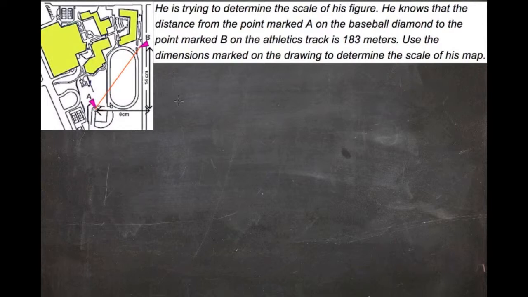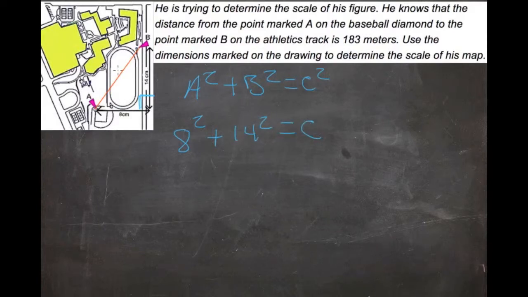We're going to use the Pythagorean theorem for that. The Pythagorean theorem says that a squared plus b squared equals c squared, and a and b are the two shorter sides of a triangle that has a 90-degree angle in it. So we're going to take a, which is 8, and square it, and add it to b, 14, and square that, and that'll give us c, this line here, also squared.